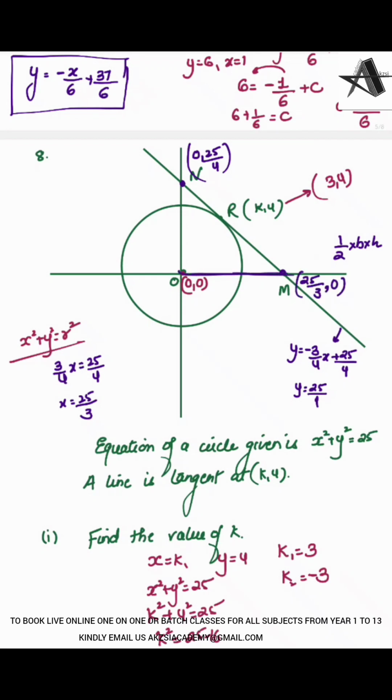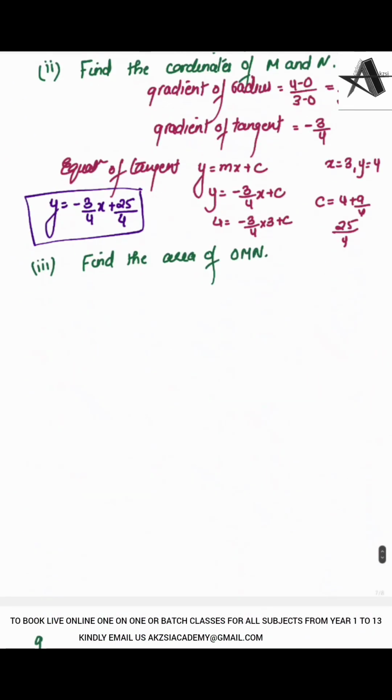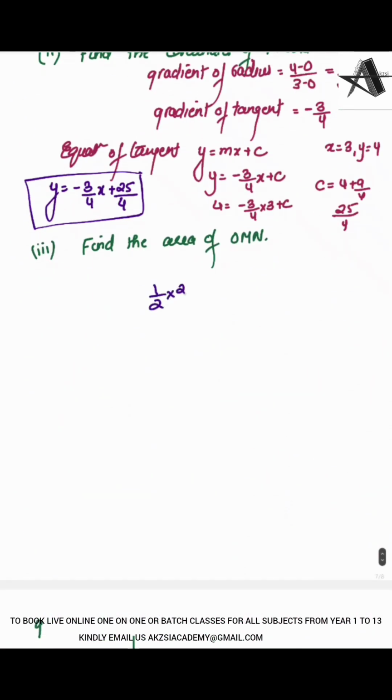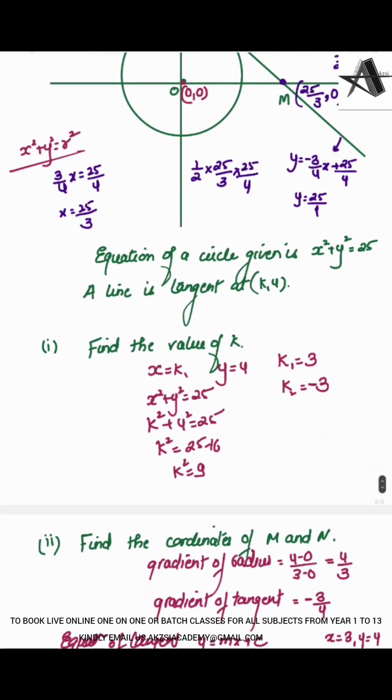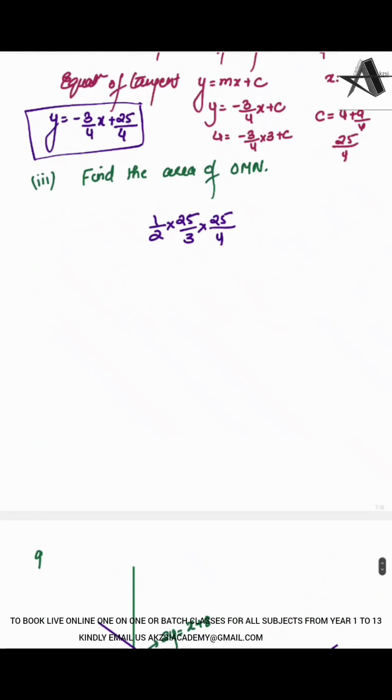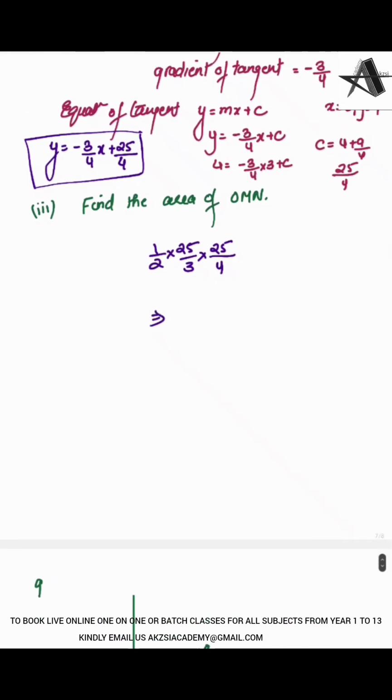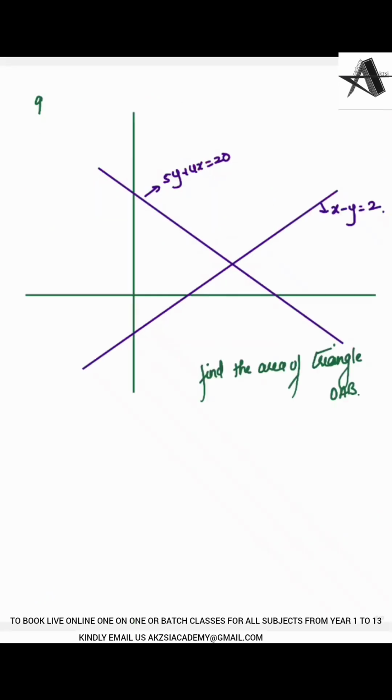So what is the length? Here the base is 25 over 3 and the height is 25 over 4. So the area is half times 25 over 3 times 25 over 4. These are the two points we have calculated. And this is finally equal to 625 over 24 units squared, which is the area of this triangle.